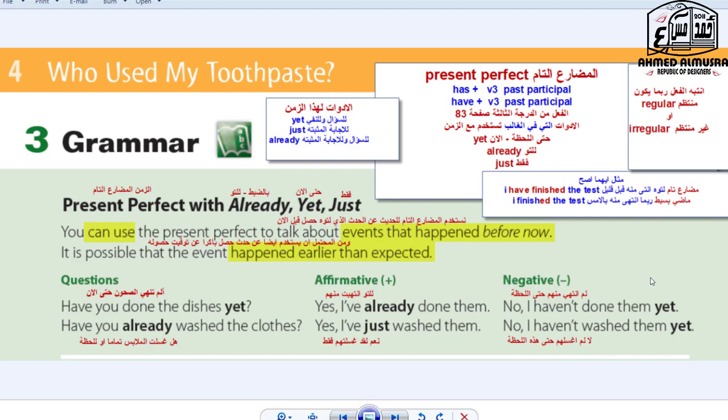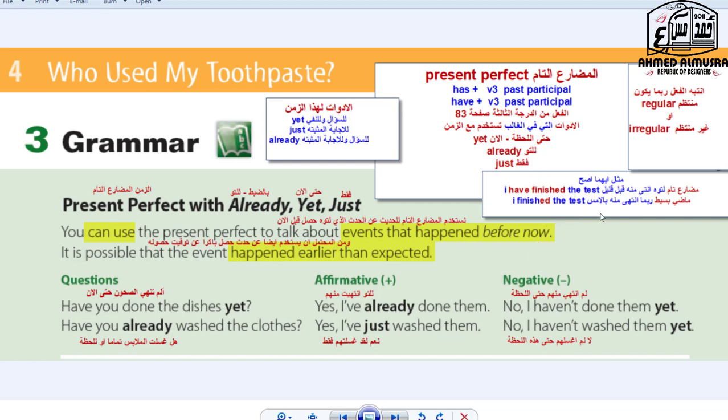Now, those are the tools. This is a tense, one of the 11 tenses in the English language. Look at the usage of this tense. I'm going to use the present perfect to talk about events that happened before now. I'm going to use it for things which have already happened, before this moment.